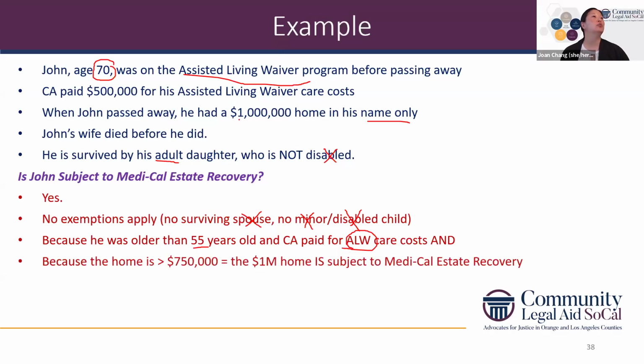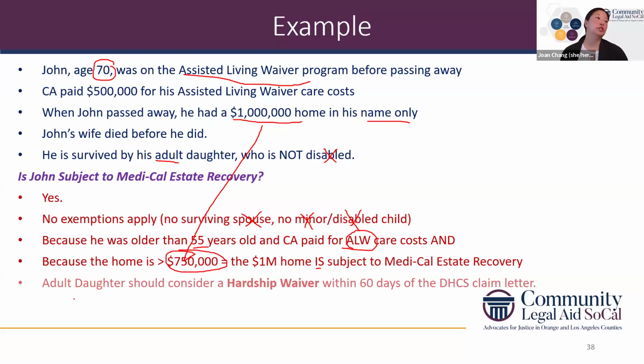Also, because his home is worth $1 million, right? It's over that 750K threshold. It is going to be subject to Medi-Cal Estate Recovery. So his adult daughter should consider filing a hardship waiver. Again, she has to do so within 60 days of receiving the scary Medi-Cal Estate Recovery claim letter.